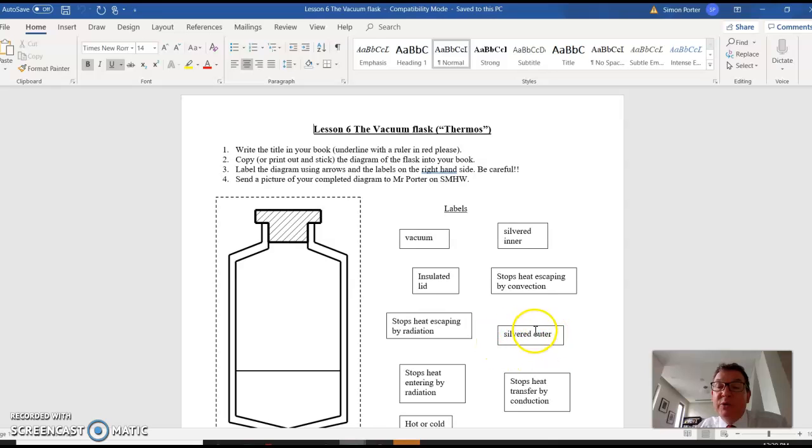It says silvered outer, so obviously the silvered outer needs an arrow pointing to the outside of the flask. The outside of the flask has a silver outer, and then of course we know that that stops heat entering by radiation, so these two will go together. Silvered outer stops heat entering by radiation. So be careful, this is quite a tricky task. So either copy this diagram or print it out and stick it in your book, and then you're going to have to use these labels to label the diagram.